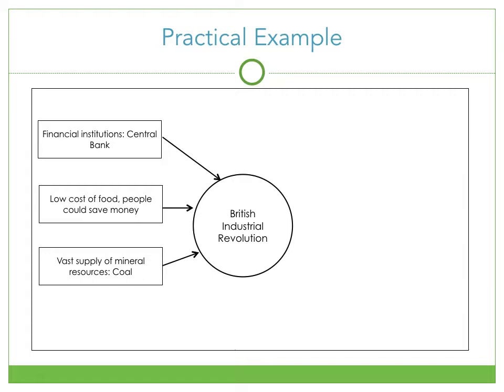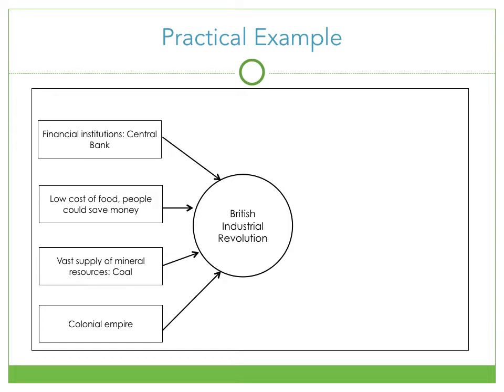Another reason could have been the vast supply of mineral resources. So coal is in abundance in Britain, and that led to many new inventions such as the steam engine. And lastly, Britain had a colonial empire, which meant that they colonized other countries and were able to tap into their resources and cheap labor, which allowed them to progress and advance at a very rapid rate compared to other countries. So those are the reasons that led to the British Industrial Revolution occurring.